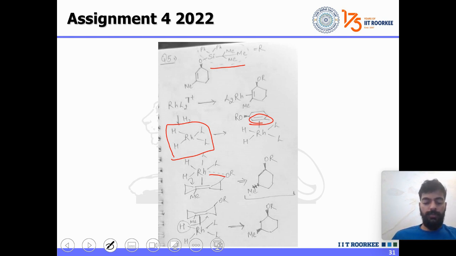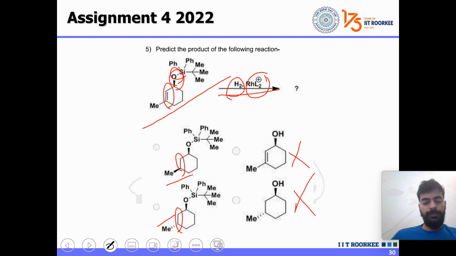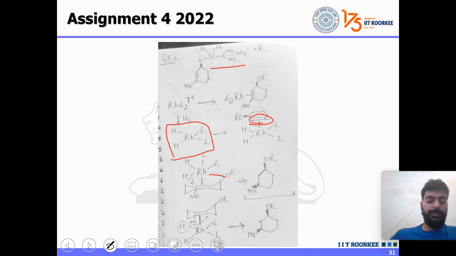Now we can tell the answer. The answer will be this. Because of its size, it will come from the anti side of this oxygen. So this methyl will go above the plane. Let's move to the next question.